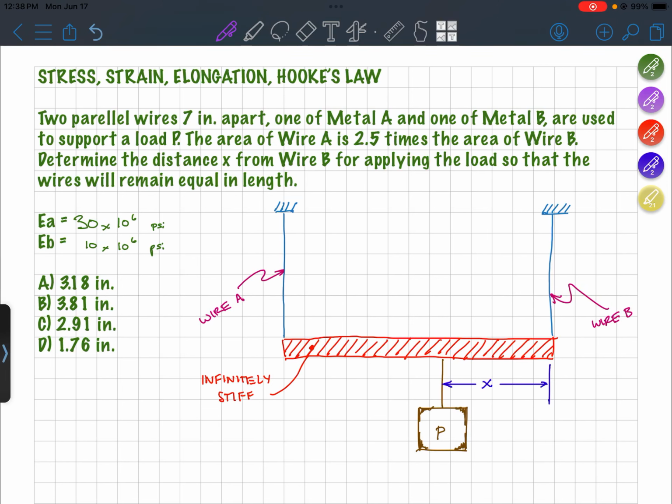Today's topic: stress, strain, elongation, Hooke's law. Let's go. All right, like normal, we're going to go through a problem, we're going to solve it, and then we're going to go back and take a look at what concepts make it a PE level question.